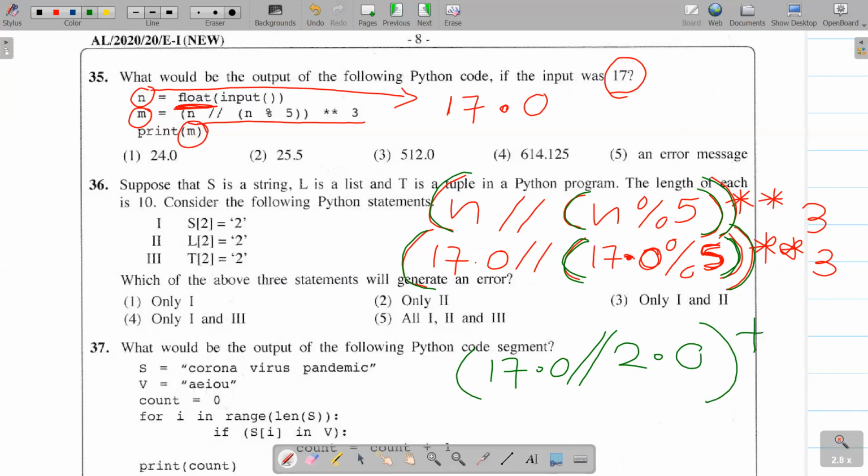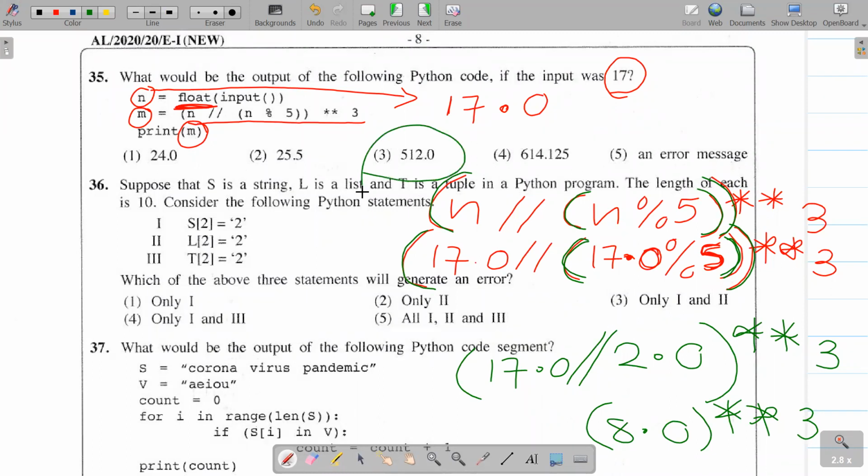Still they are in the bracket. Then to the power 3. Now this bracket is going to happen. That means 8.0 to the power 3. 8 to the power 3 is what? 512. Yes, 512. This is going to be the answer. Third one is the answer. Right, so the third one is going to be the answer. 36th.